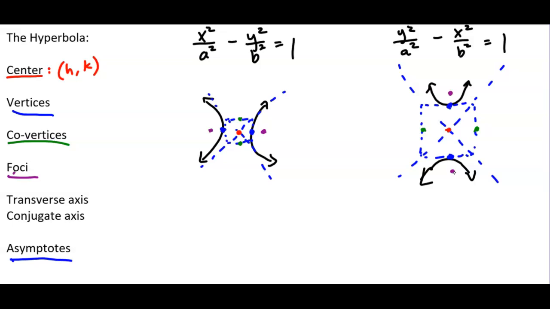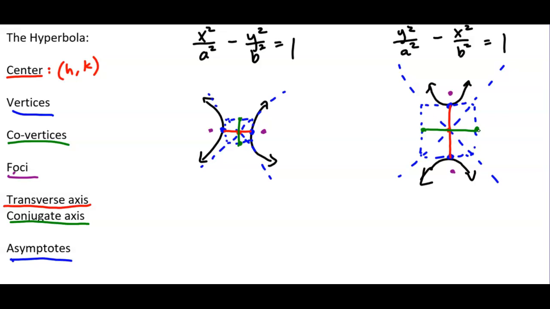Okay. The transverse axis is the distance between the two vertices, okay, and it goes through the center. So that's the transverse axis there, and then that's the transverse axis there. And then the other one is going to be the conjugate axis, and it's going to go through these, and it's going to go through those. Okay. I think we got everything in there.